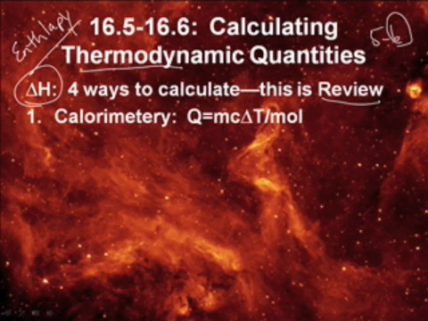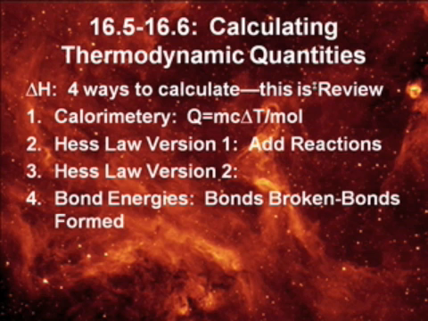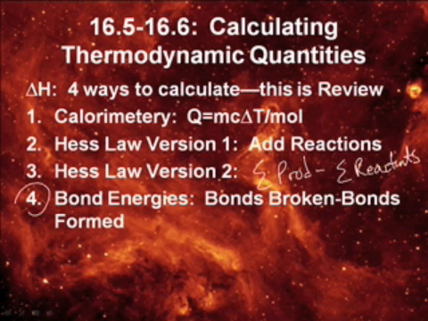We learned in that particular chapter there are 4 ways to calculate delta H. The first one was calorimetry. You might recall that was like Q equals MC delta T, and then you divide by the moles. The second method was Hess's Law version 1, where we added a bunch of reactions. Go watch podcast 6 to figure that out. The third one was Hess's Law version 2, products minus reactants. The values for that are going to be in the appendix in the back of the book. So products minus reactants. And the fourth one is bond energy.